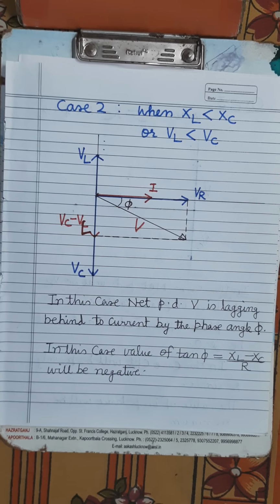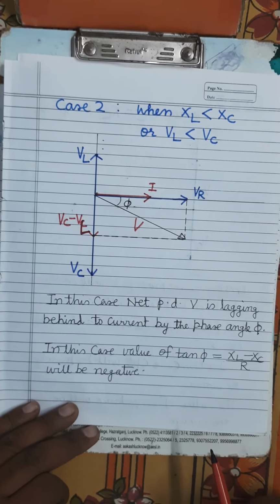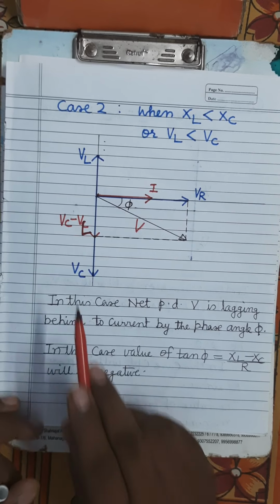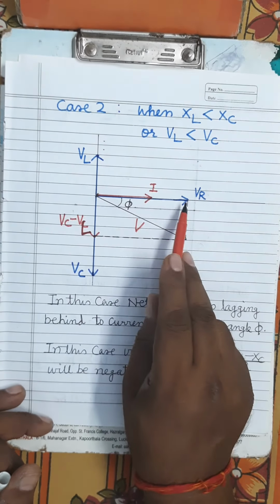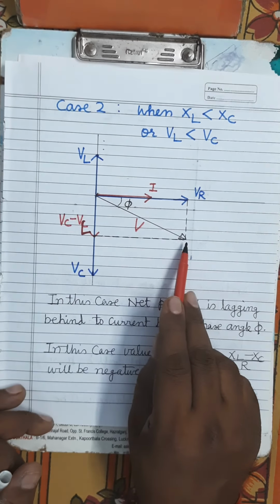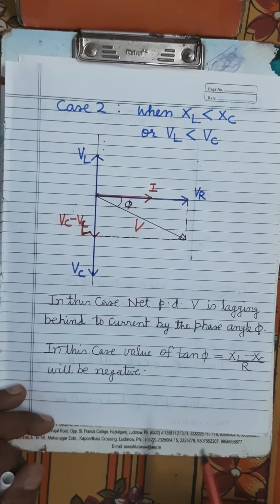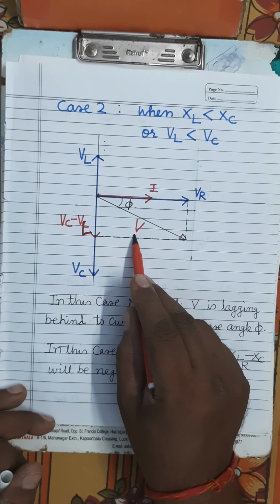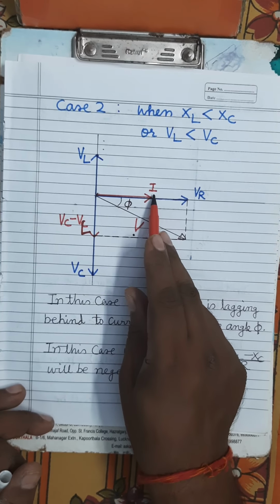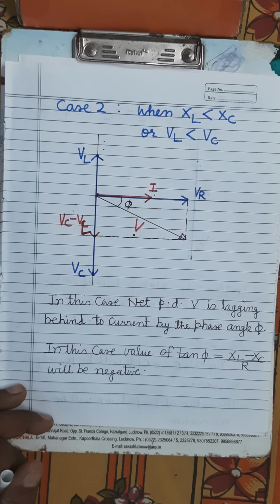It's clear? While the phasor of VR is this. So what will be the net potential difference? The net potential difference can be found by completing the parallelogram. So this diagonal will represent the net potential difference. And here you will find that the net potential difference will lag behind the current by a phase angle phi.